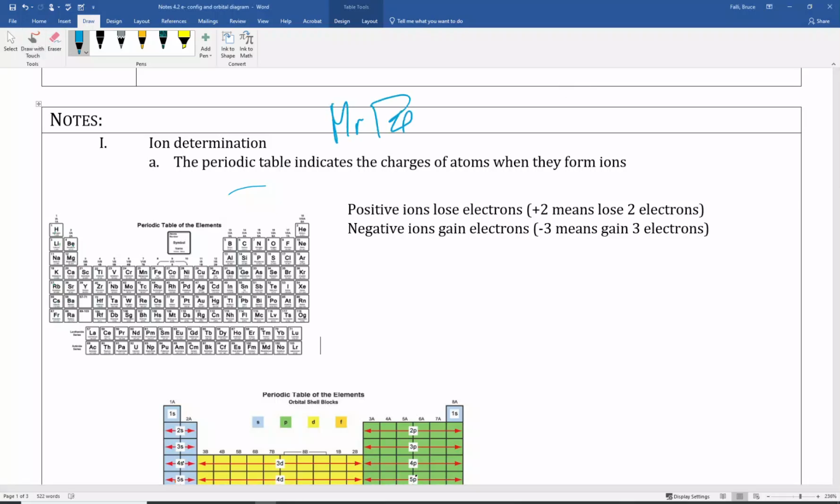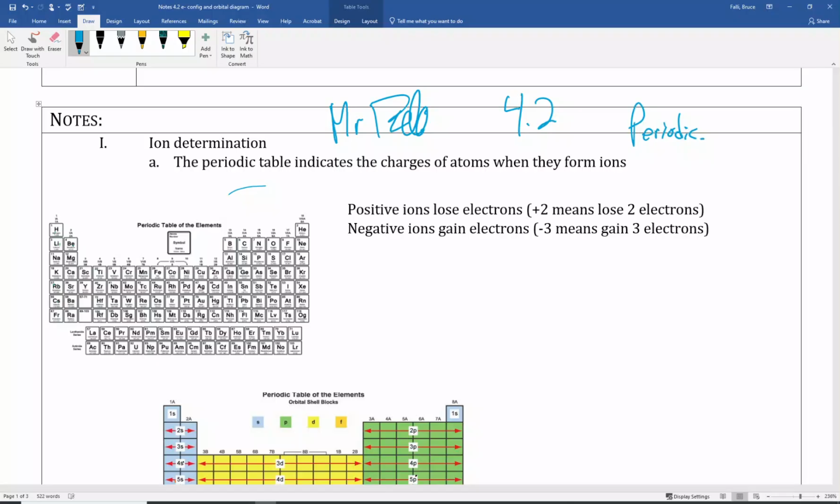Foley, and welcome to 4.2. There is no 4.1, but we are doing 4.2. 4.1 got cut, so we are in the right spot. Please make sure you have your periodic table ready because we are going to look at it a bunch.